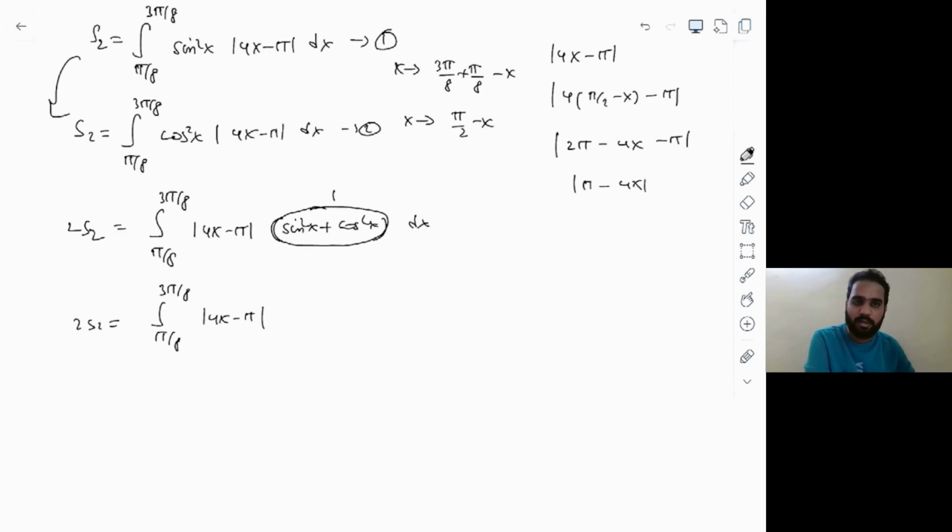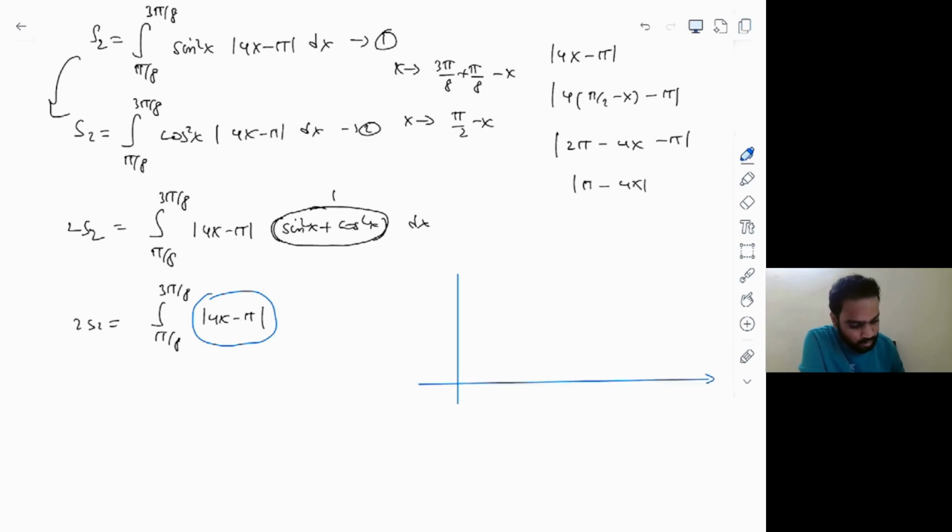Now once again, after this also many students might go for splitting the limits at pi by 4 and solving both the integrations separately. But what I think is this is an easier method. You can simply draw the graph of mod of 4x minus pi. Okay, we know how to draw the graphs of modulus functions, right? So if you draw the graph of mod of 4x minus pi, this is how it would look like, and this is the non-differentiable sharp point pi by 4. So pi by 8 will be somewhere here, and 3 pi by 8 will be exactly in a symmetrical way, in this way.